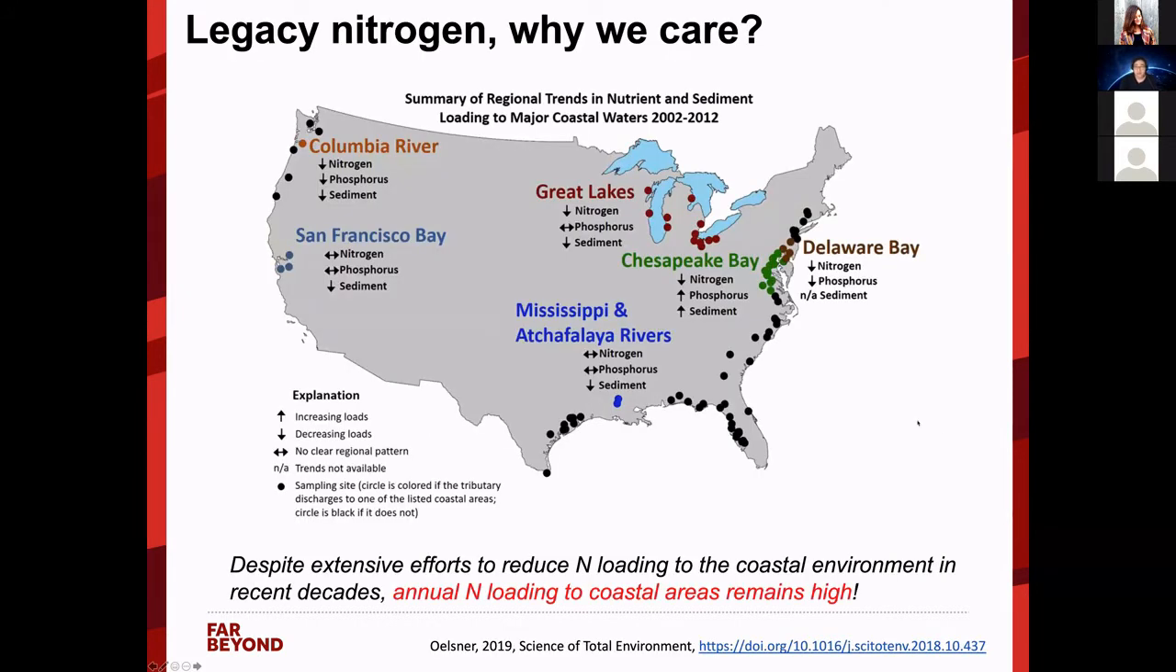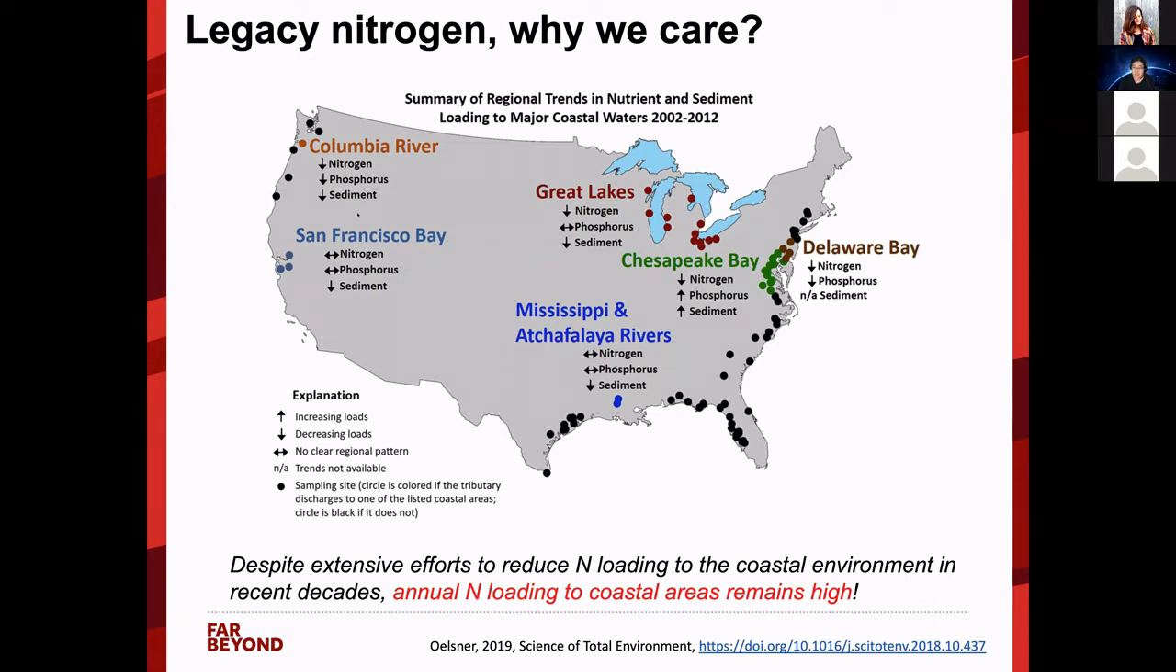So at first, we want to know why we care about legacy nitrogen. We know the global flows of reactive nitrogen have increased significantly over the past century in response to land use change, agricultural intensification, and elevated atmospheric nitrogen deposition. The excess nitrogen flows to the coast will cause algal growth, and it will disrupt the aquatic ecosystems and negatively impact the coastal economies.